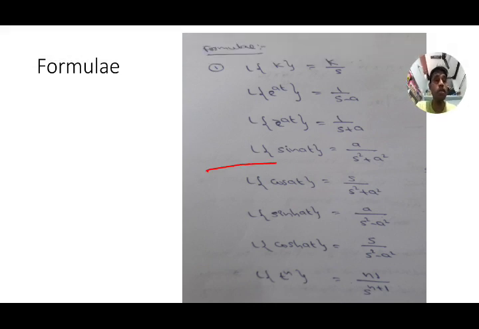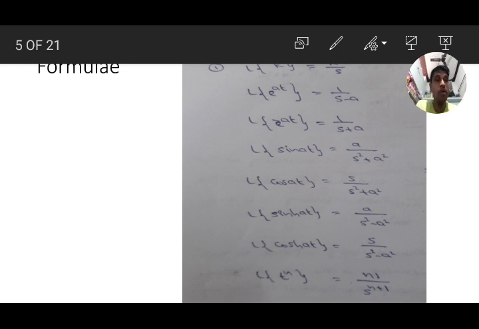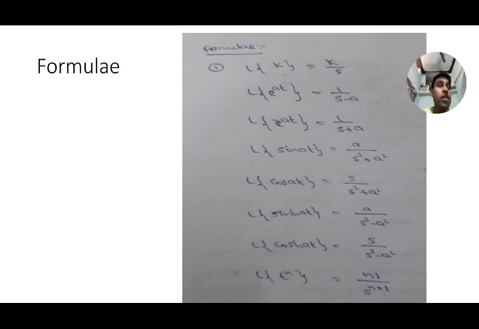By using the above definition, we can find all the formulas by substituting f of t with k, e to the power of at, e to the power of minus at, sin at, cos at, sinh of at, cosh of at, t to the power of n. These 8 are fundamental standard functions, so we have to remember these formulas.